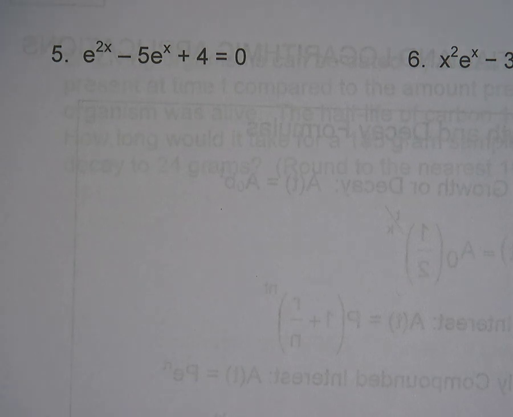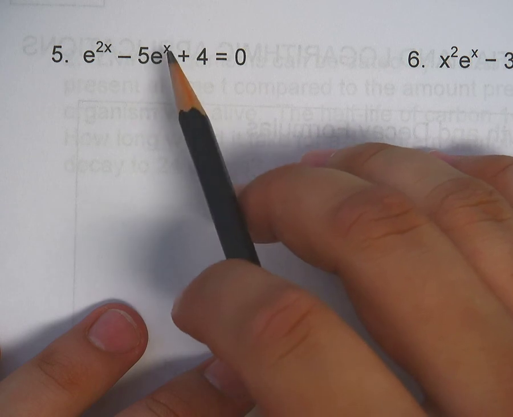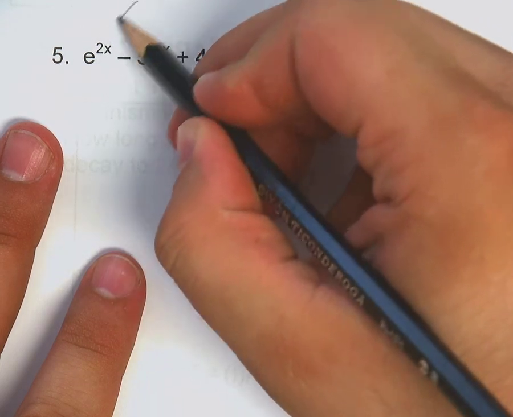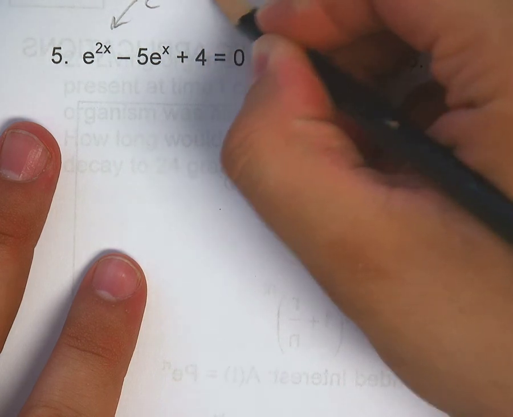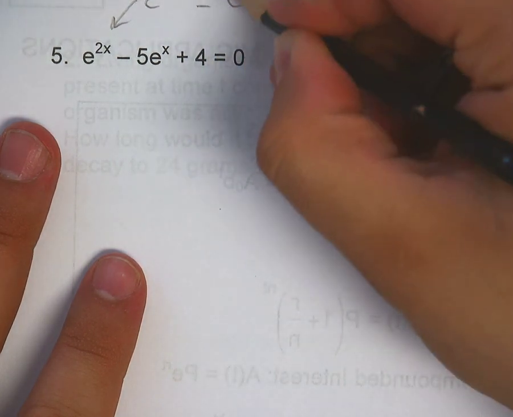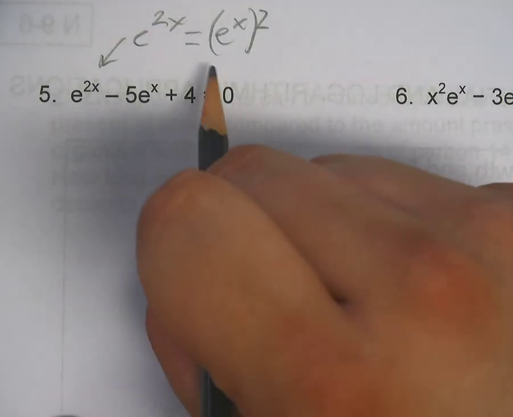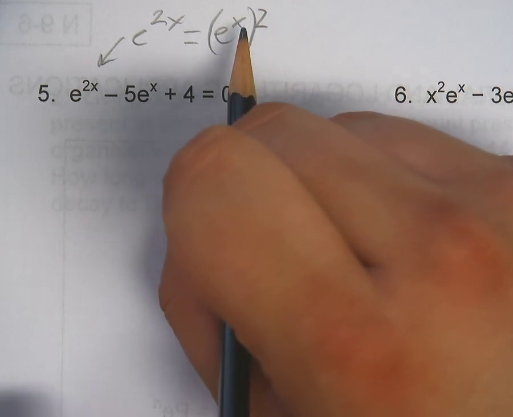All right, number 5. e to the 2x minus 5 e to the x plus 4 equals 0. Okay, this one is going to be a little different. When you see e to the 2x written like this, this is basically saying that e to the 2x is the same thing as e to the x squared, because you would multiply these exponents and that would give you e to the 2x.